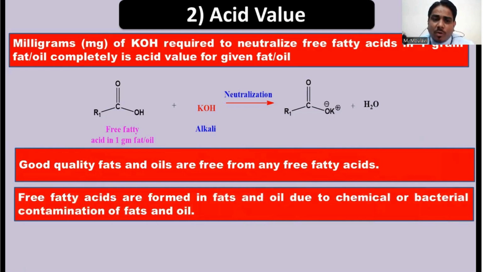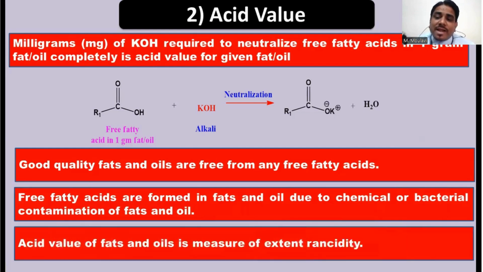The free fatty acids are formed in fats and oil due to chemical or bacterial contamination of fats and oil, resulting in deterioration of the fats and oil, and this is known as rancidity. So acid value is a measure of the rancidity, the extent of rancidity in the fats and oil.